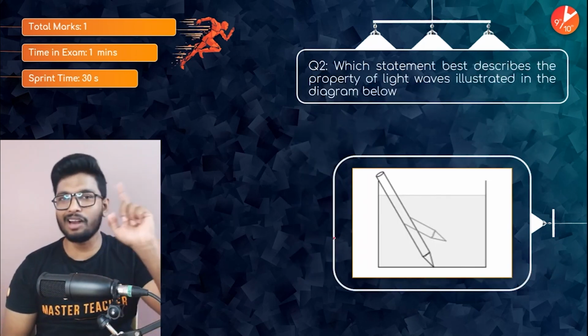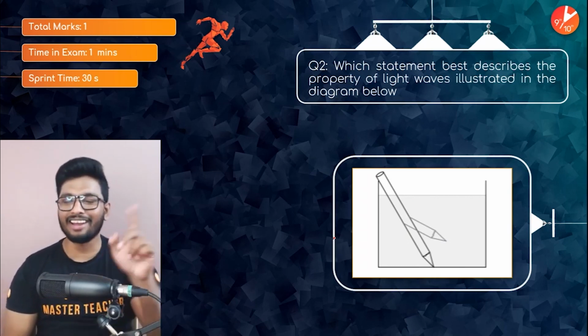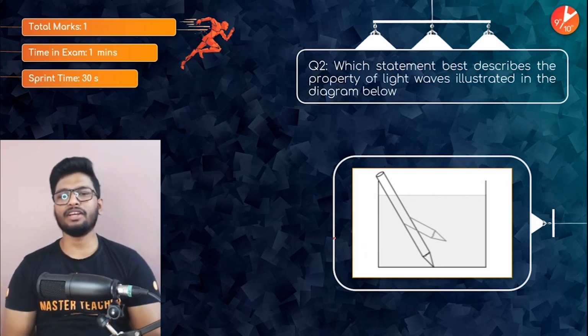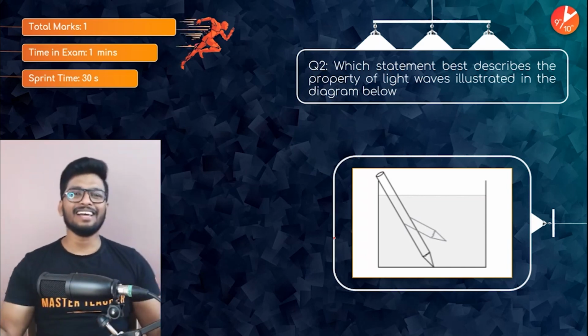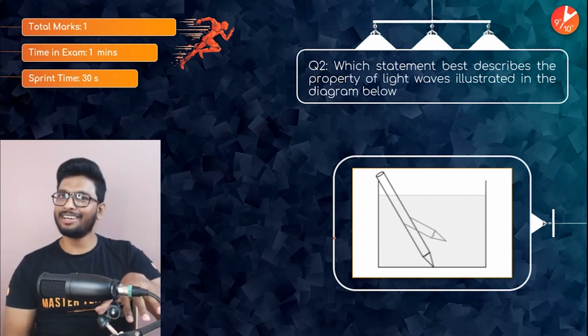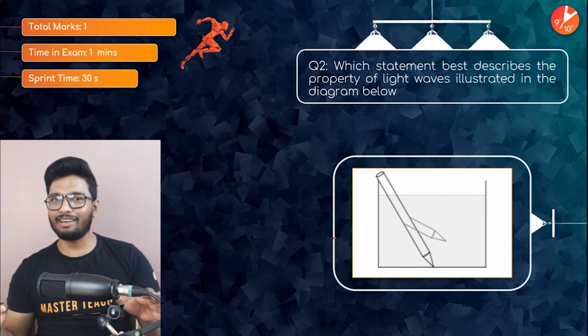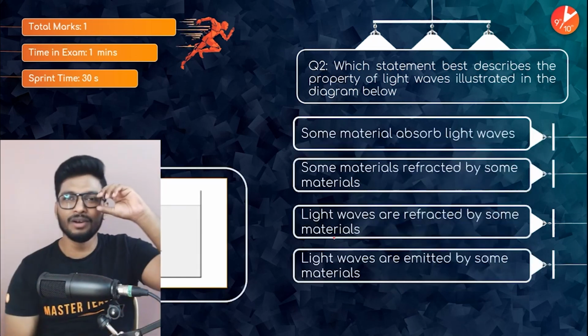Second question. Again, 1 minute in your examination. Sprint X, 30 seconds, not more than that. Here's the question. Which statement best describes the property of light wave illustrated in the diagram below? I think you would have already figured out the answer just by looking at the image. If you haven't, what are you doing? You have another 1.5 months left for your physics exam, for your science exam. So make sure you get this right.